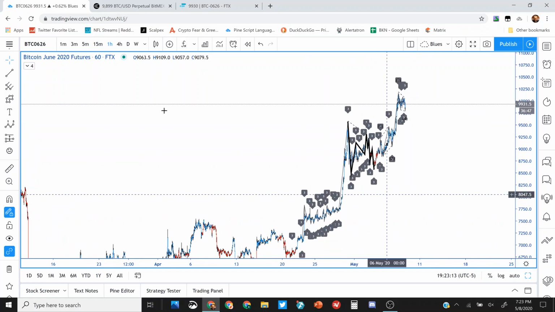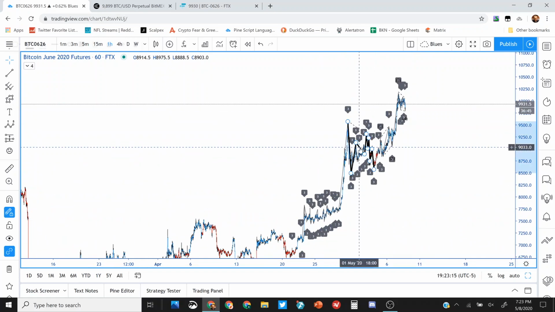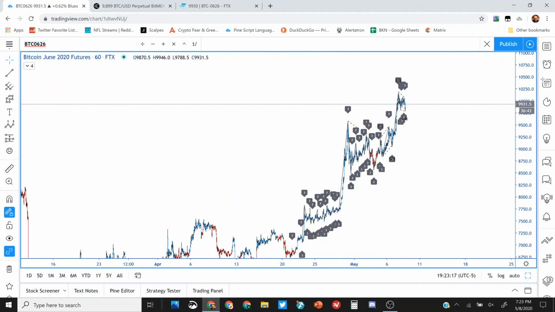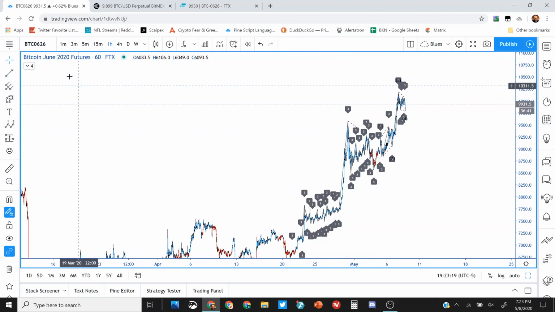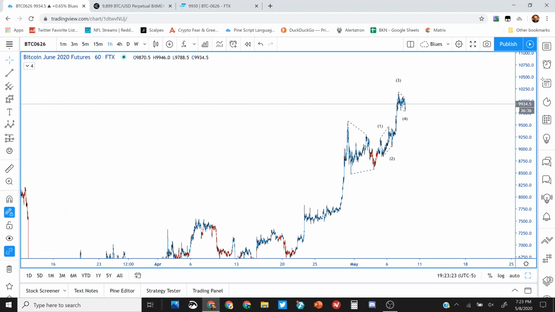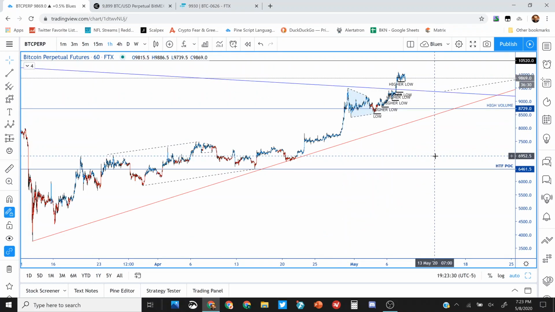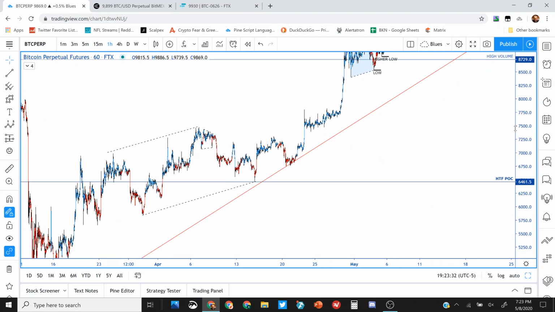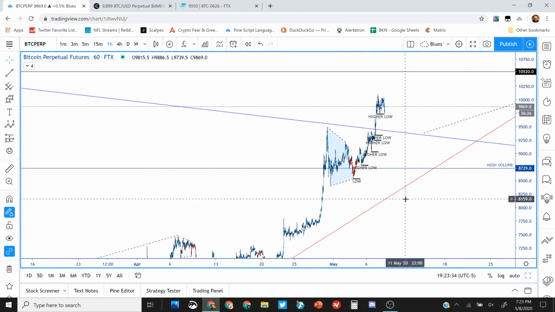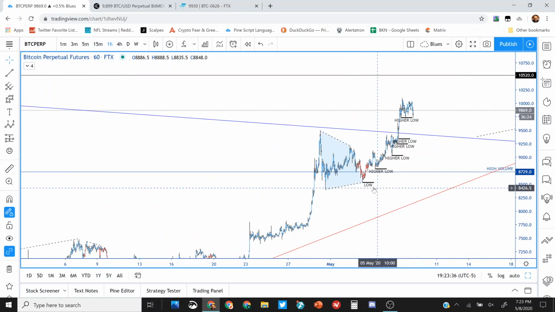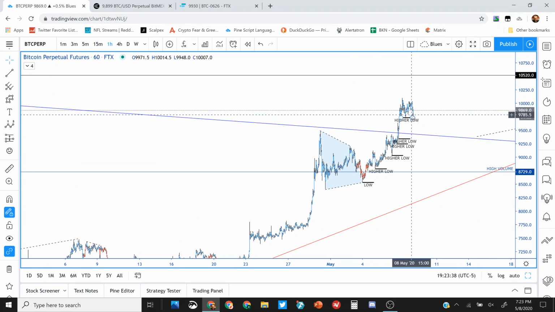Let me just go ahead and flip back to the main contract, the perpetual contract here. We're going to turn the Elliott Wave pivot indicator off. We don't need that. You see our trend going in here. Trend is holding very well so far.